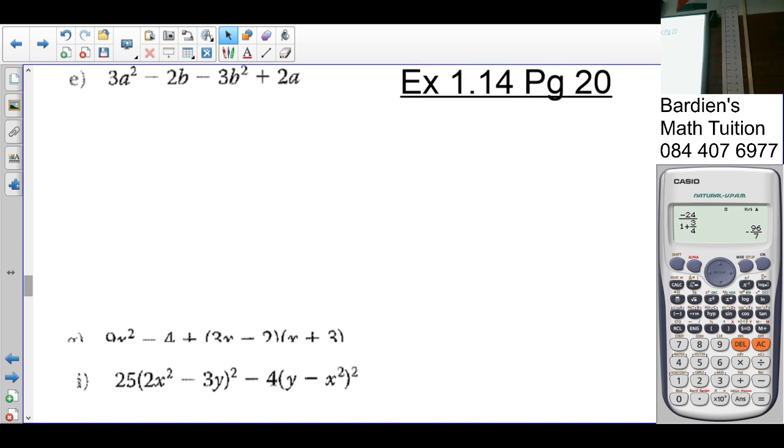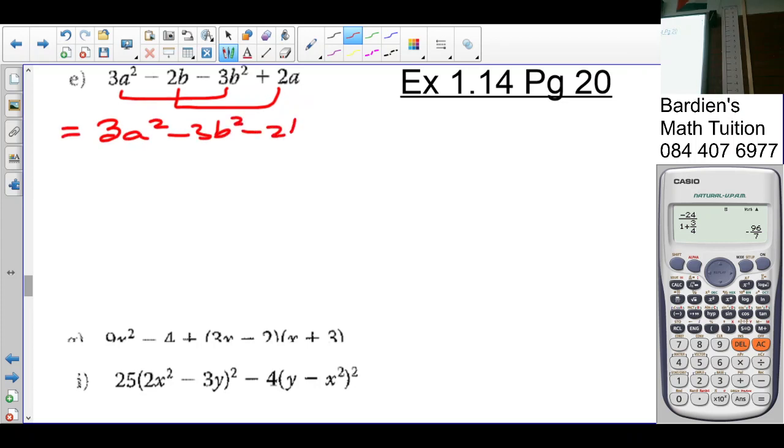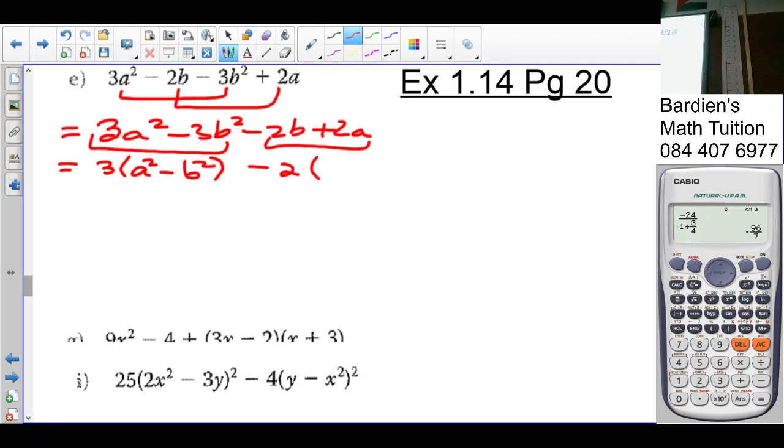Do we need to rearrange it? Yes, because there is nothing we can do with the first two terms. You understand? So I'll take those two together and those two. So it's going to be 3a squared minus 3b squared minus 2b plus 2a. So as you can see, what is common in the first two terms? I'm left with a squared minus b squared. What is common in the next two terms? Negative 2. Remember, if the first term is negative, we take out negative as a common factor as well. So you're going to get b minus a.